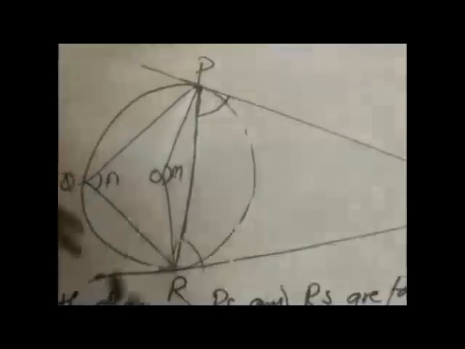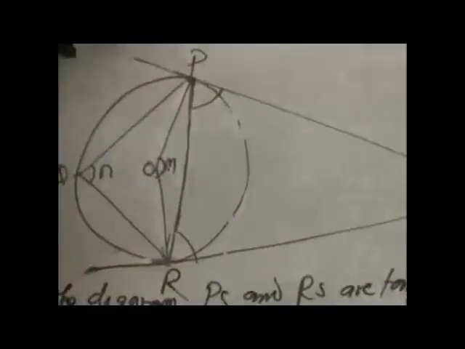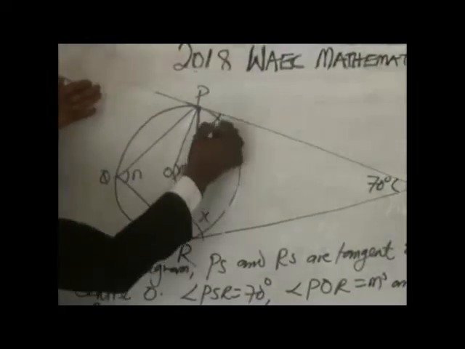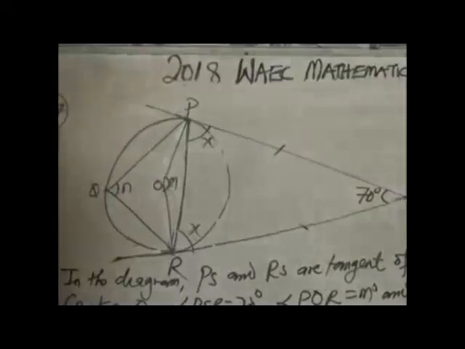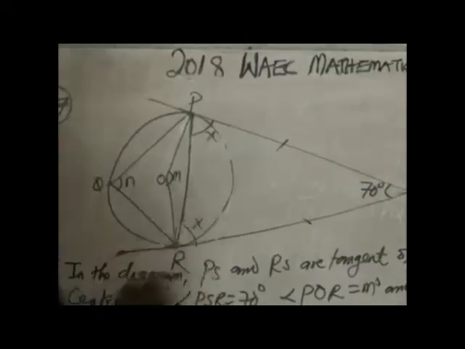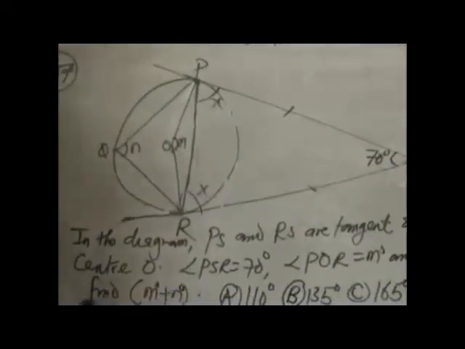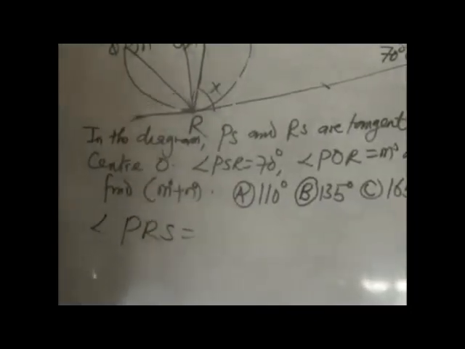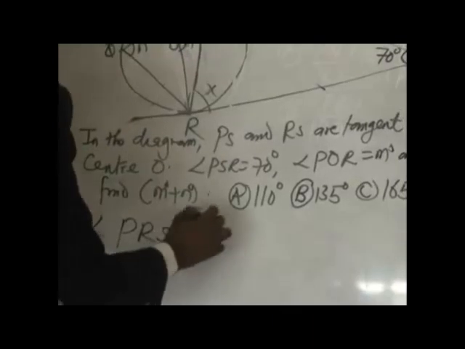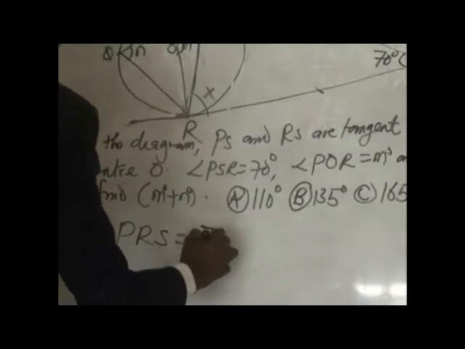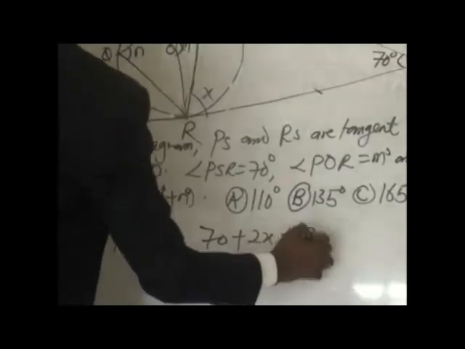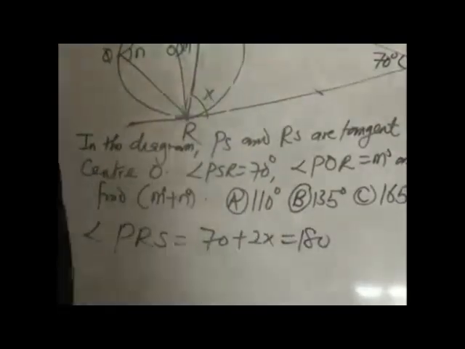So what you simply do here now is look for this PSR. The sum of angles in a triangle is 180. And the base angles of an isosceles triangle are equal. Are you getting it now? So let's call this place X. So for us to get angle PRS, X is going to be 70 plus 2X equals 180. The sum of angles in a triangle.